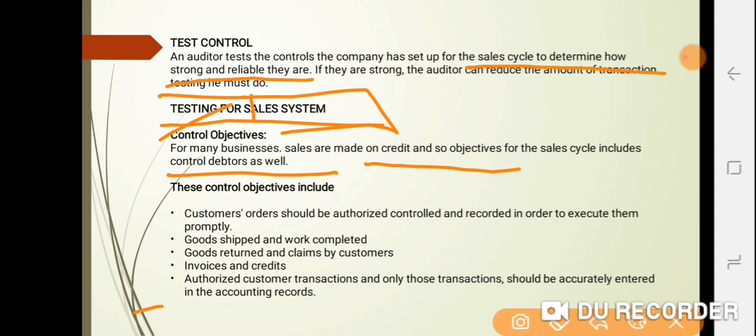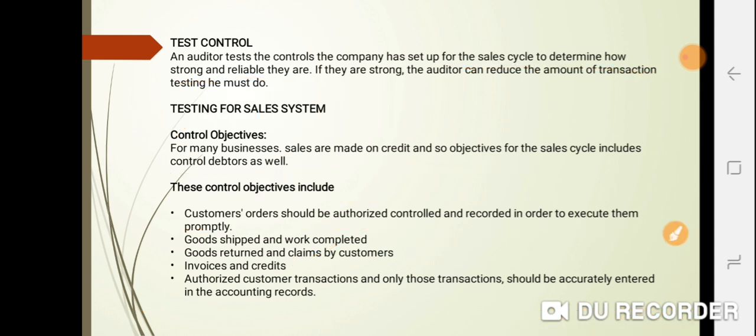Then the control objective includes the following. Customer orders should be authorized, controlled and recorded in order to execute them promptly, goods shipped and work completed, goods returned and claimed by customers, invoices and credits authorized, and only valid customer transactions should be accurately entered in the accounting records. Okay, all these things are included; they have to verify whether these things have been properly recorded in the sales systems or not.